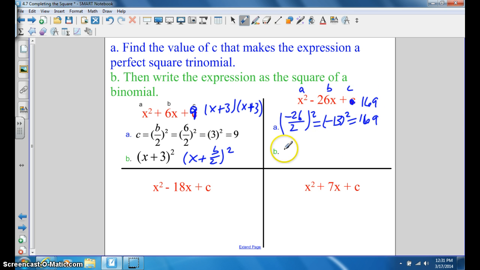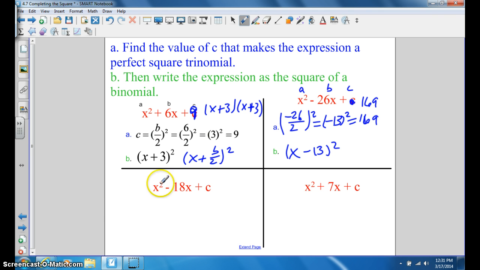Now we need to factor x squared minus 26x plus 169. To do that, we need to fill this spot in with half of b. Half of b is half of negative 26, and half of negative 26 is negative 13. So we have x minus 13.